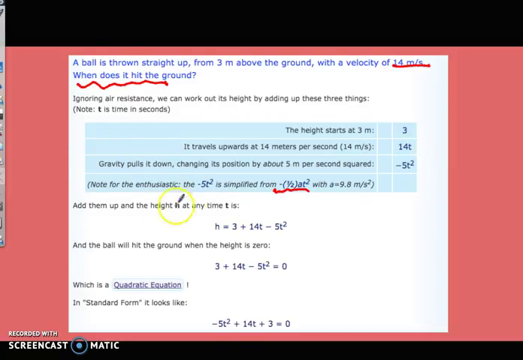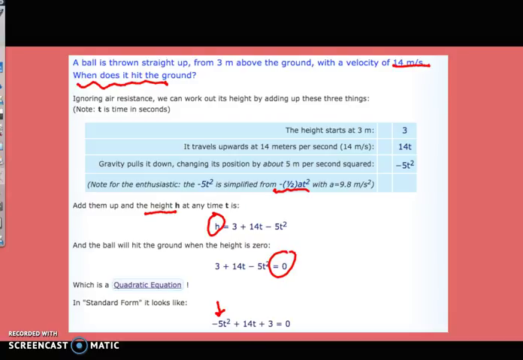So h is our height in meters, and t is our time in seconds. So we can write it, our height is equal to 3 plus 14t minus 5t squared. And again, we'll get into how we got all that later. And if I wanted to know when it hit the ground, what would my height be then? 0. So I'm just going to change my h for 0. And then switch it to standard form so that I've got my t squared coming first: negative 5t squared plus 14t plus 3 equals 0.